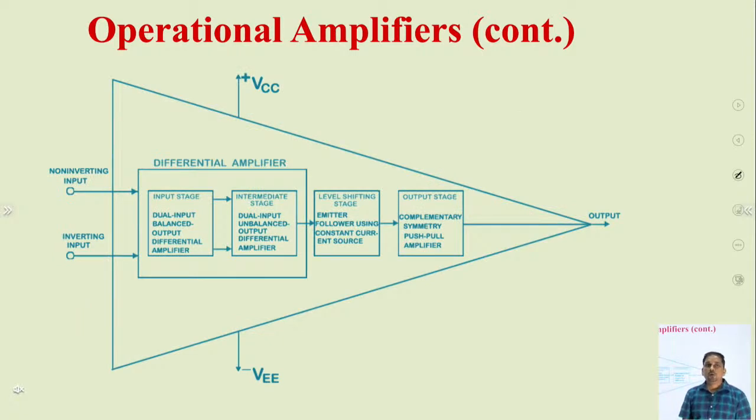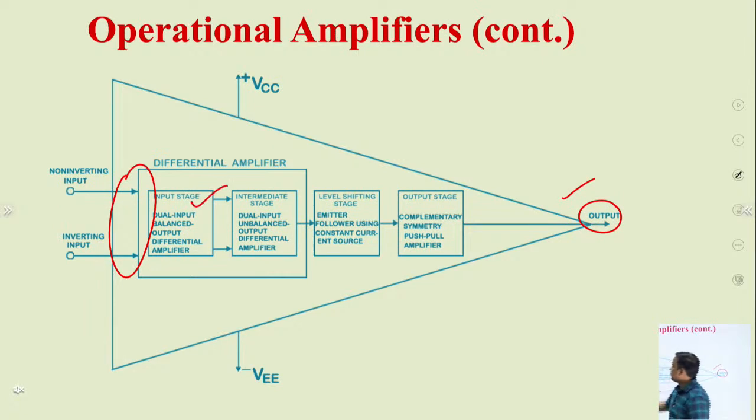Next we have the block diagram. We have the output, and since the operational amplifier is a multi-stage amplifier, multi-stage means we have several stages between the input terminals and the output. If we differentiate these stages, the first stage is called the input stage, the second stage is called the intermediate stage, the third stage is called the level shifter stage, and the fourth stage is called the output stage.